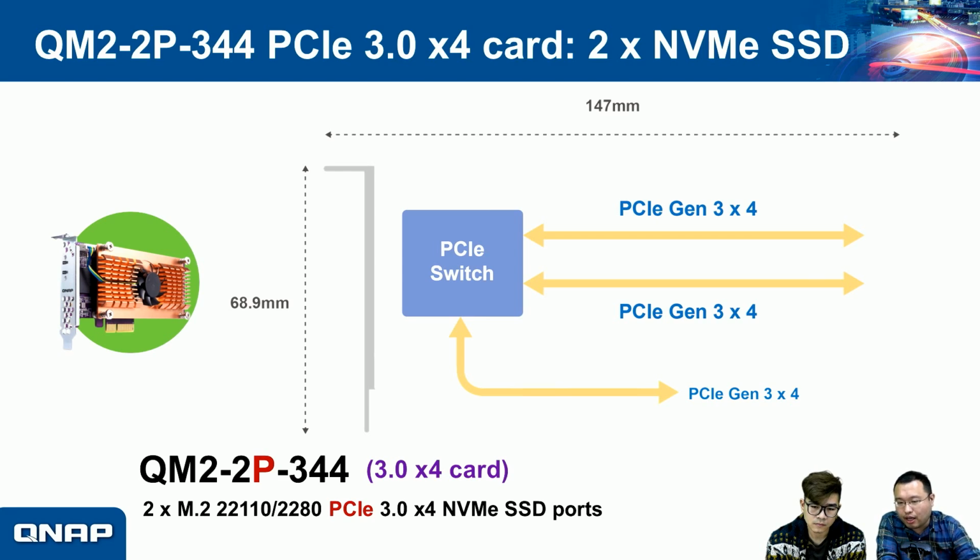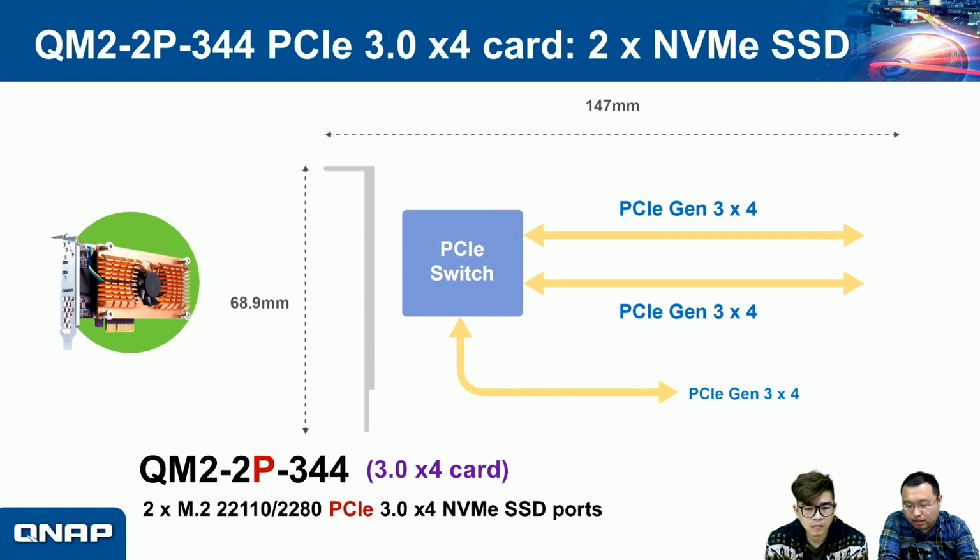Gen 3x4 card, you will see that QNAP uses a PCIe switch to provide dual PCIe slots. Each one has a maximum of the Gen 3x4 slots. So it is okay, because if you have two PCIe SSDs and you do a RAID 1, the speed is only one SSD. Yes, so it's actually quite good. It already matches the performance.